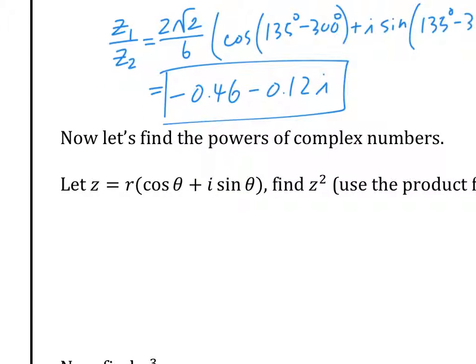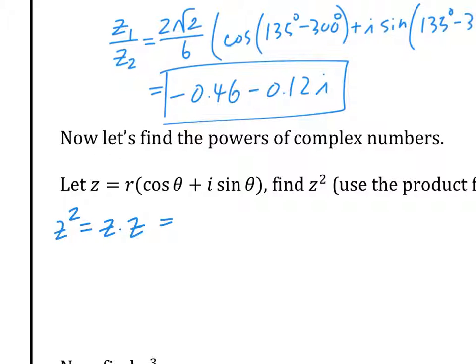All right, now let's talk about this one. This one's actually not that hard. Let's find z squared. Z squared means what? Z squared is z times what? Z. Yeah, very good. Z squared is z times z. And z is a complex number. So z times z, what would be the formula?